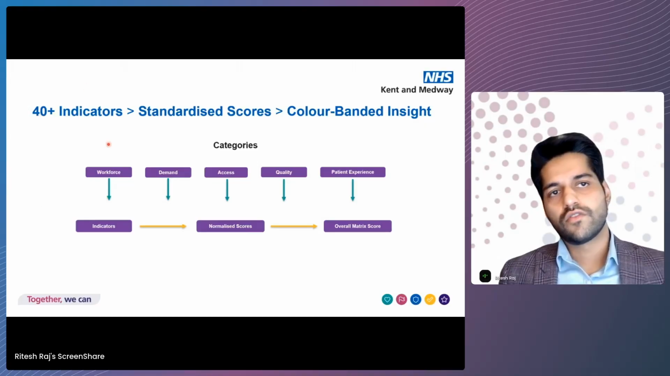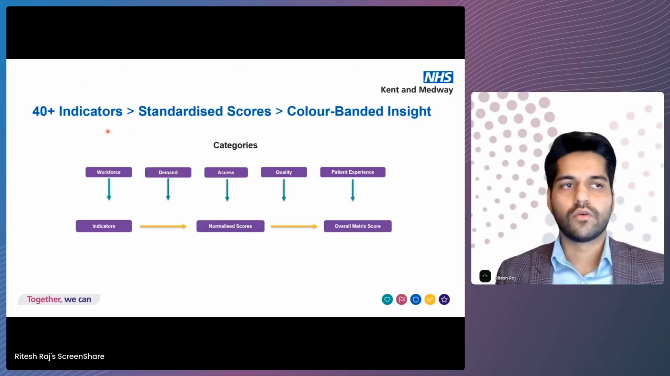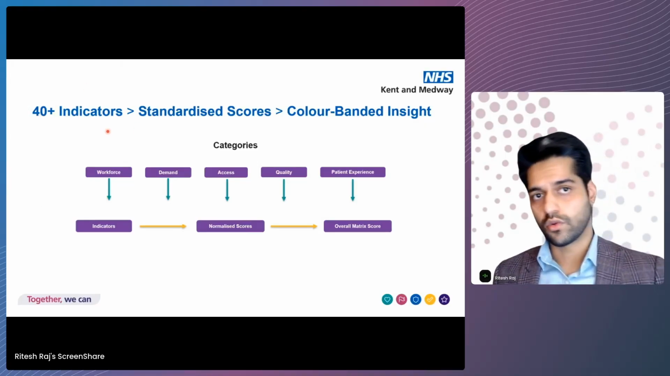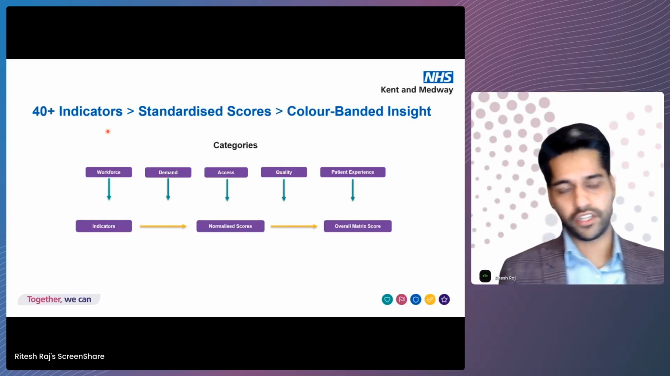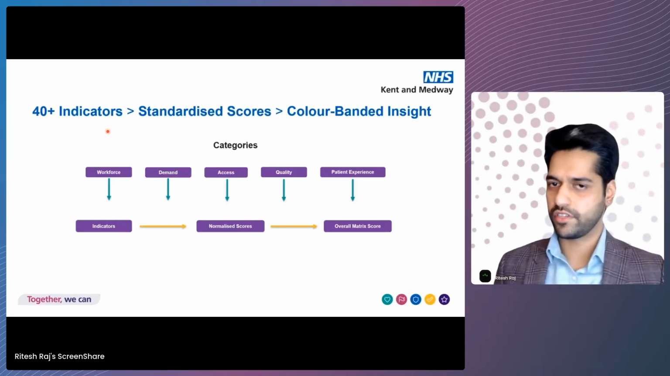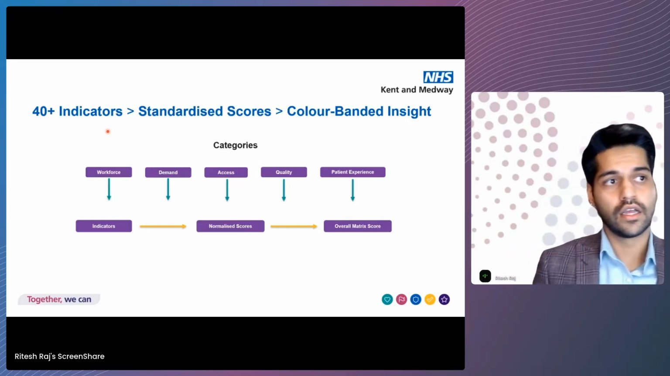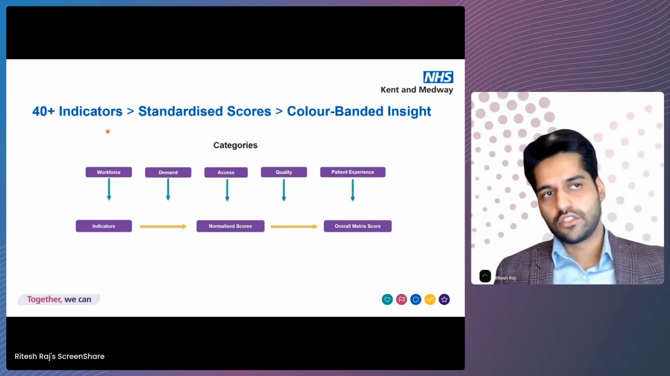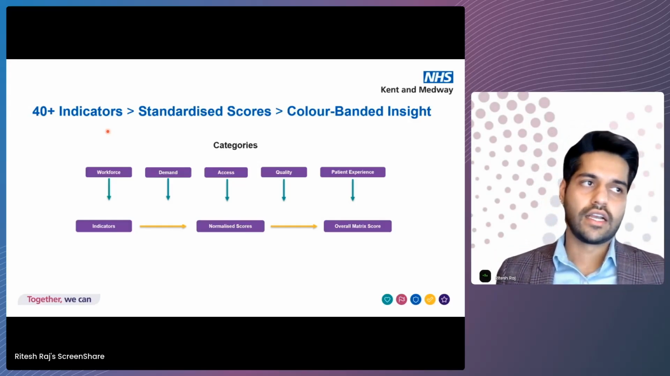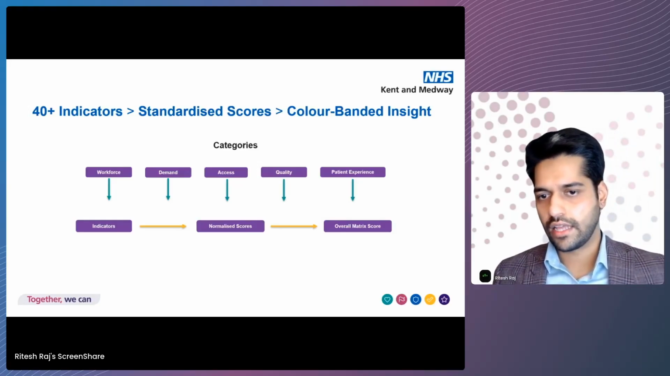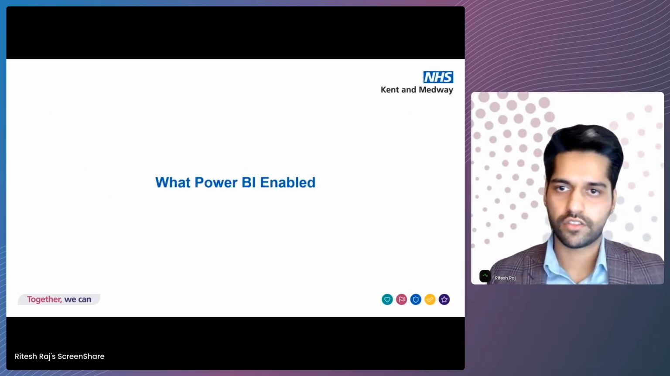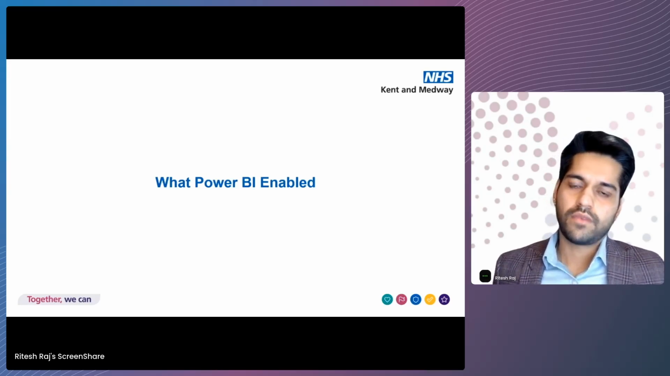And apart from these 40 indicators, we also have various indicators which are not scored, which are there for contextual information, things like CQC scores, deprivation scores, ethnicity data. And after these scores are standardized, normalized, they are color banded into insights, and the users can make decisions based off that. So what does Power BI enable?